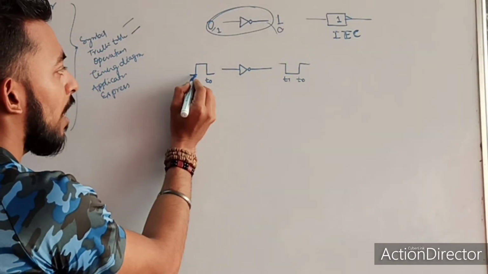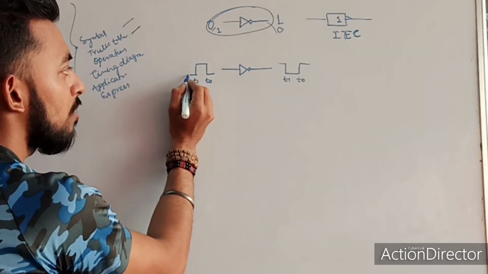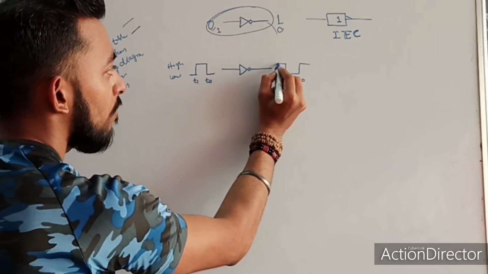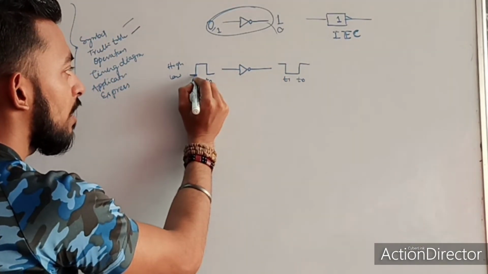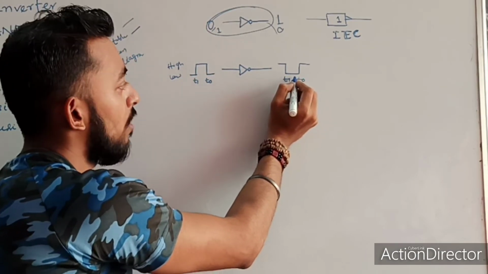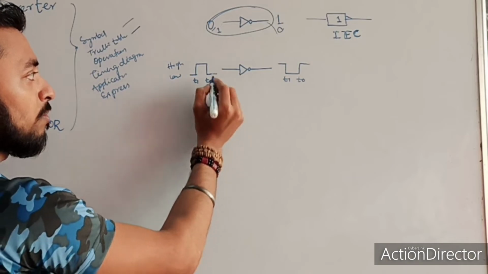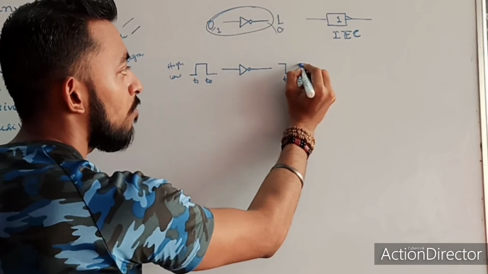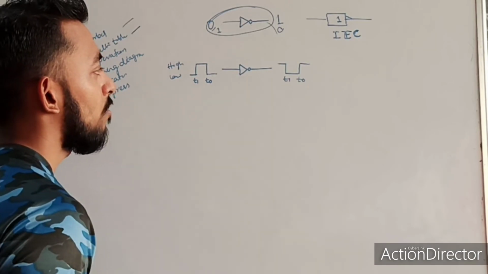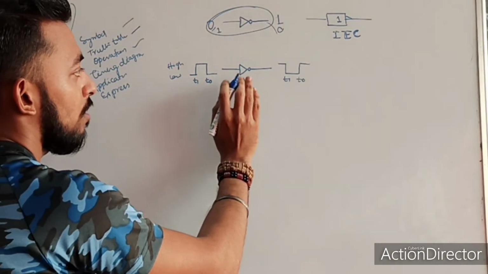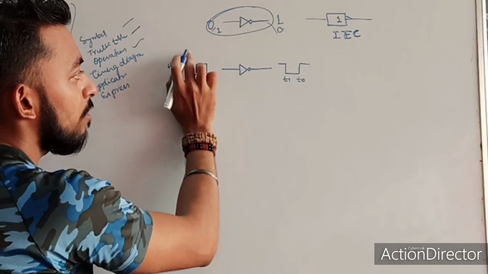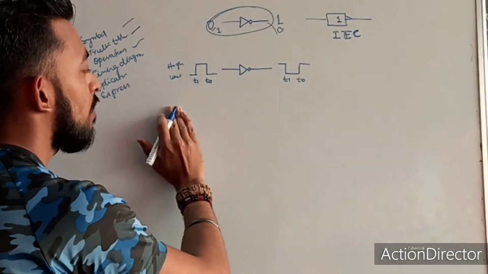You see, for the time before T1, the input is low. This is low, this is high. Since this is low, after the inversion it will become high. From T1 to T0, my input is high, so it will invert to low. And from T0 moving further, my input is low, so my output will become high. It will just invert whatever input is given. So this is how the inverter operates. And I already told that if I apply a positive going pulse, then I will get a negative going pulse at my output side.